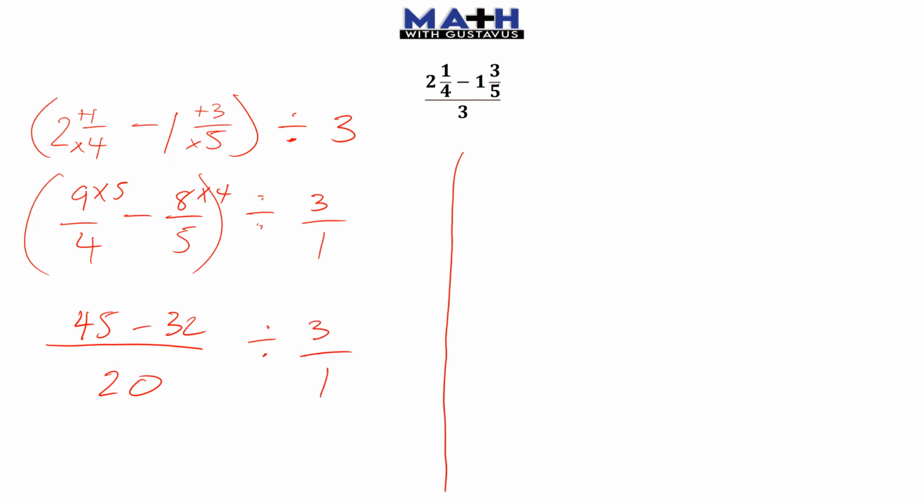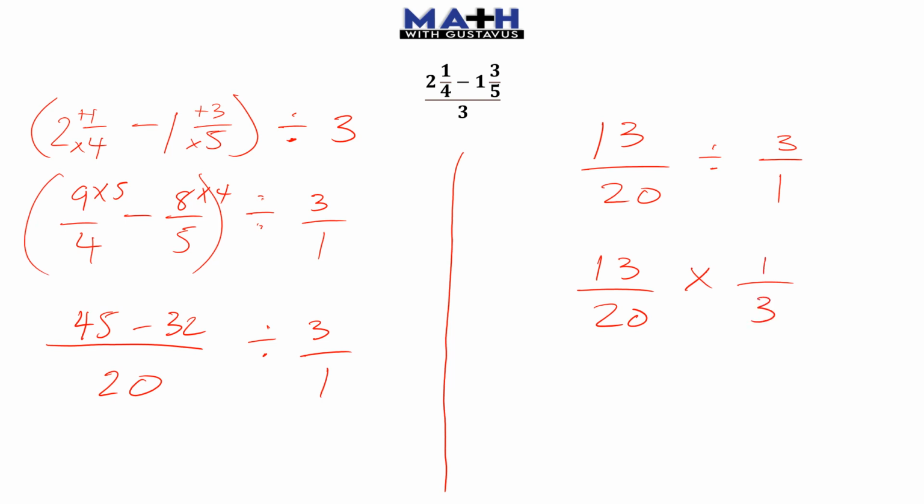So let's simplify this. This is 45 minus 32. That will give us 13 over 20, and then we're going to divide that by 3 over 1. Now guys, for this question, given that we're dividing, we need to write the first fraction as is. Then we change the division to multiplication. Then we reciprocate. So that's 1 over 3.